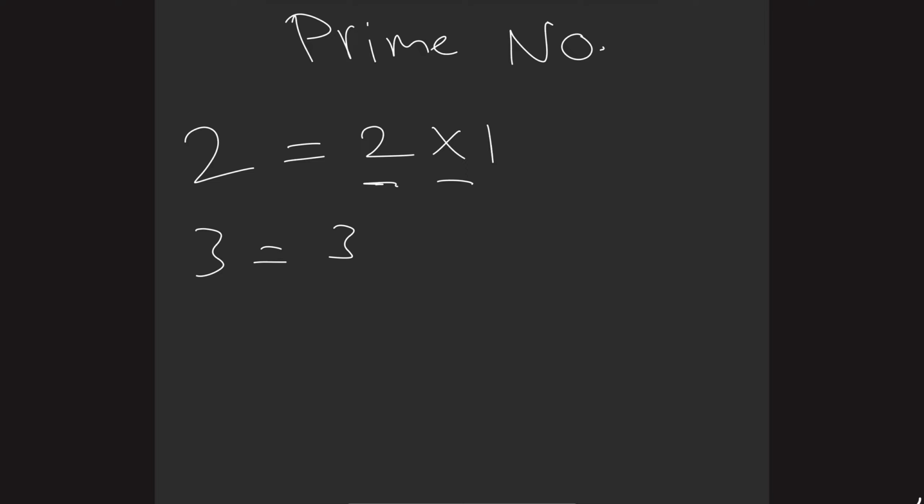Also 3, 3 times 1. Also 7, 7 times 1. All of these are prime numbers. What do you think of the claim that the sum of 2 prime numbers is always even?